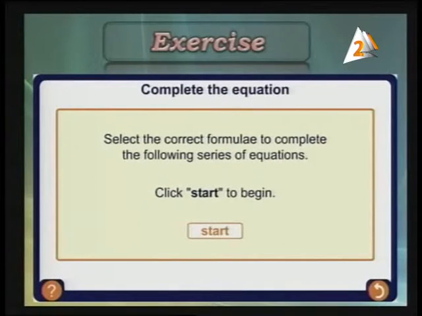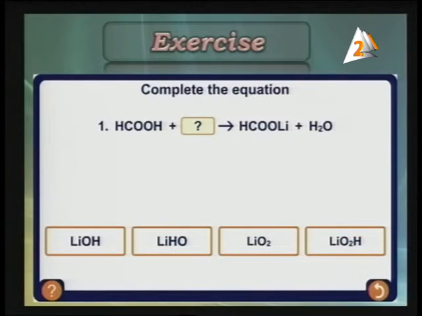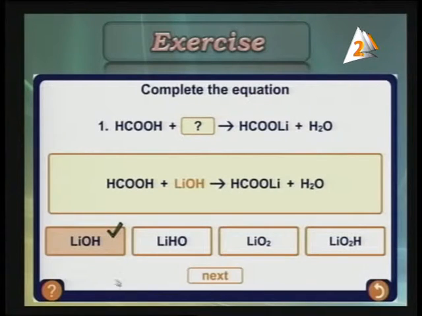Here we have complete the equation. Use the chemical formula to complete the equation. So here we have formic acid plus what? Give us HCOOLi. Which one of them? LiOH, LiHO, LiO2. We have LiOH. Why? Because formic acid plus LiOH gives us HCOOLi. Any type of carboxylic acid that reacts with metals gives a salt.